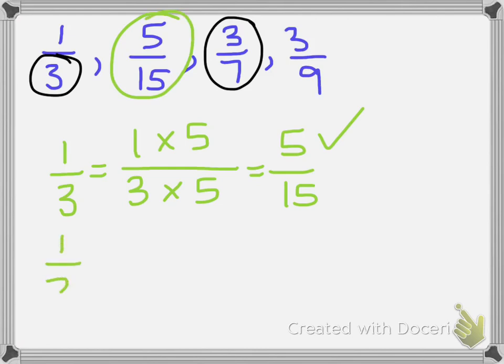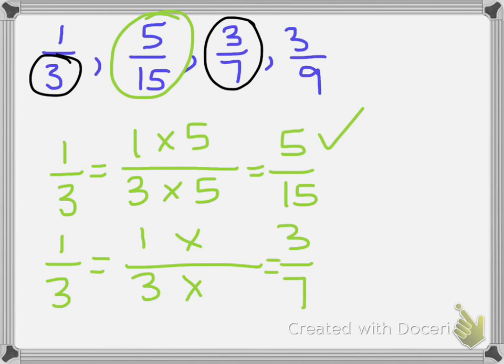Okay, let's see if I can get 3/7 to be an equivalent fraction. Okay, so 1 times what is going to give me 3? Well, 1 times 3 will give me 3. If I multiply my numerator by 3, I also have to multiply my denominator. So let's check. 3 times 3. 3 times 3 does not equal 7. It equals 9. So let's cross that one off, but let's also go ahead and finish checking to make sure that our last fraction is also equivalent.